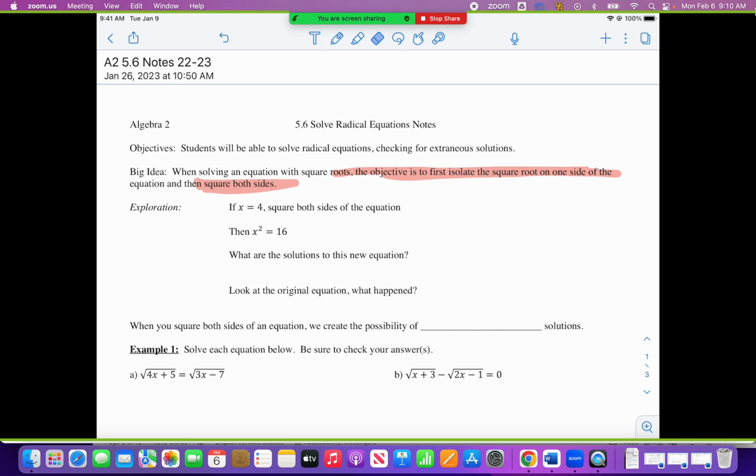If x equals 4 and you square both sides of the equation, you get x squared equals 16. Can you see that? What are the solutions to the new equation? William, what are the solutions now to x squared equals 16? 4, negative 4. Good job. You get 4 or negative 4. But look at my original equation. What happened?